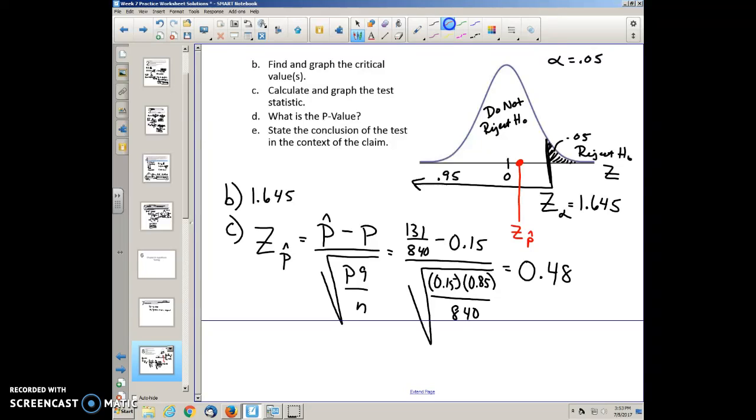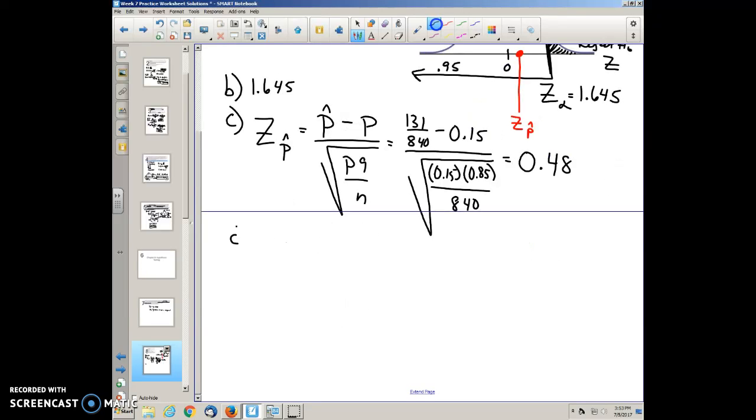It is in the region where we would say do not reject the null hypothesis. We're going to do a couple things before we actually state our claim now. Another way is to use the p-value method. So many times we're interested in p-value. So there's a couple different ways to find p-value.